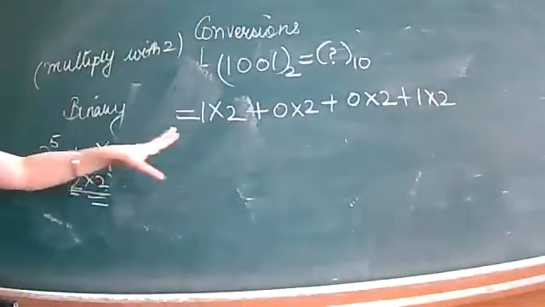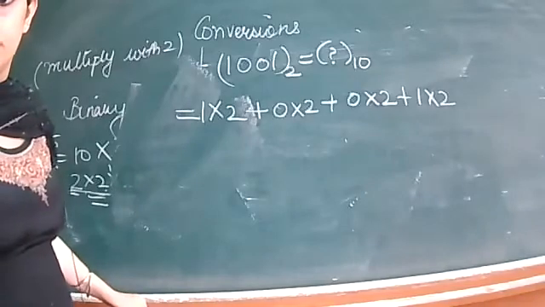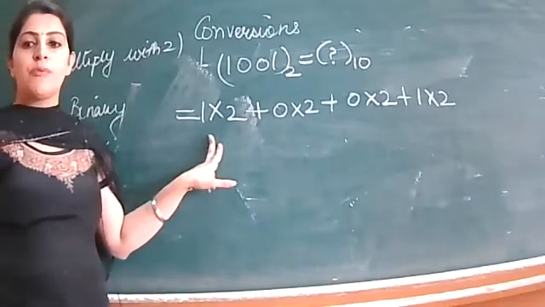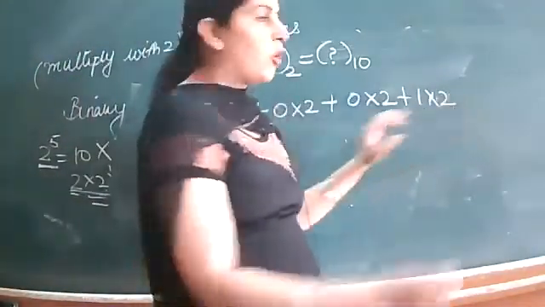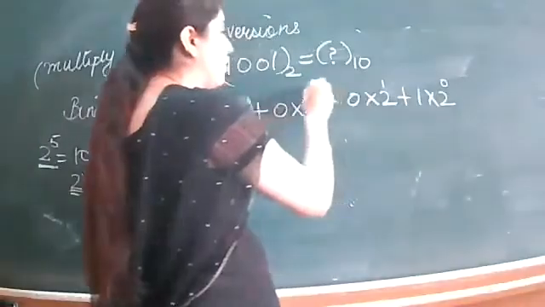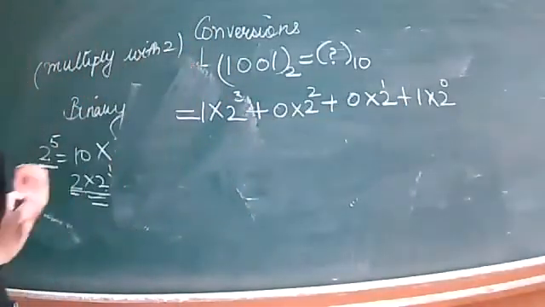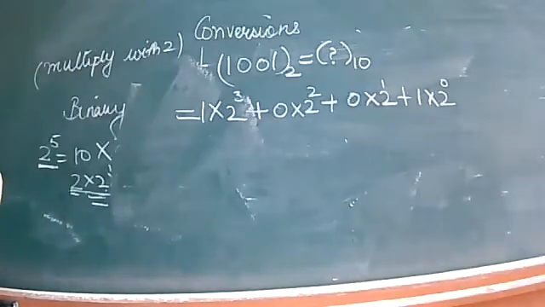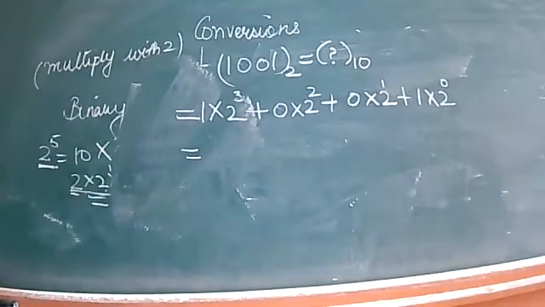And in between I put the plus signs. Clear? After this, you have to put the power starting from the right side, from 0, in increasing order: 0, 1, 2, 3. Powers are put in the second step. Third step, you have to solve it now by evaluating it.